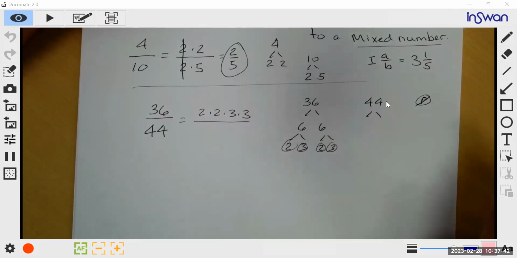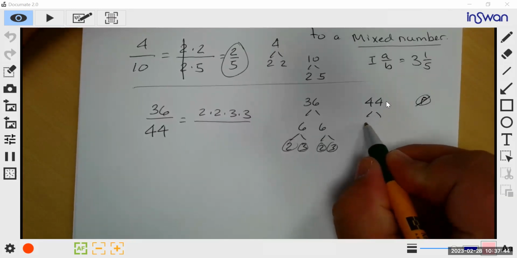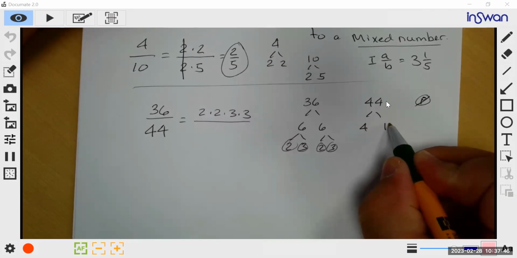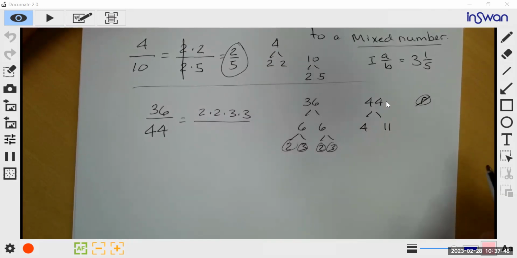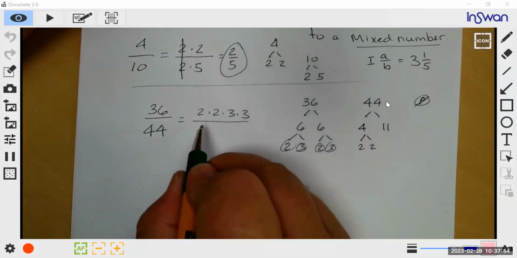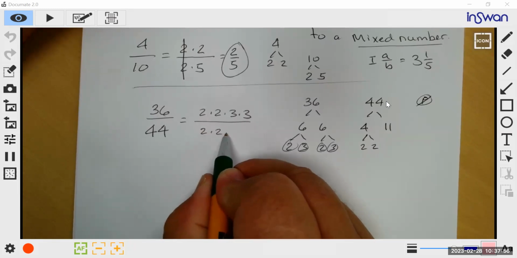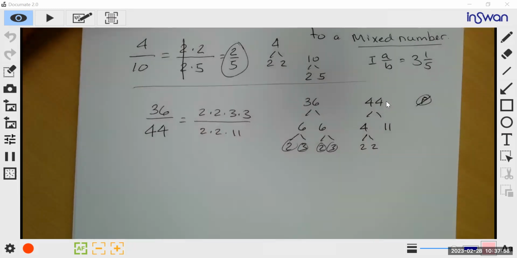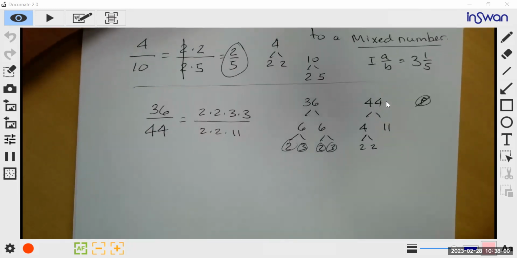44 is made up of what? 4 times 11. 4 is made up of 2 times 2. So it's made up of 2 times 2 times 11. We factored it as far as you can go.